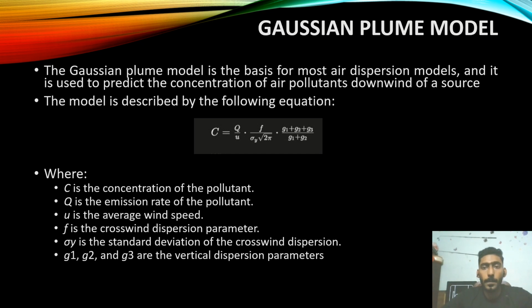For the Gaussian plume model, the Gaussian plume model is the basis for most air dispersion models, and it is used to predict the concentration of air pollutants downwind of a source. The model is described by the following equation.